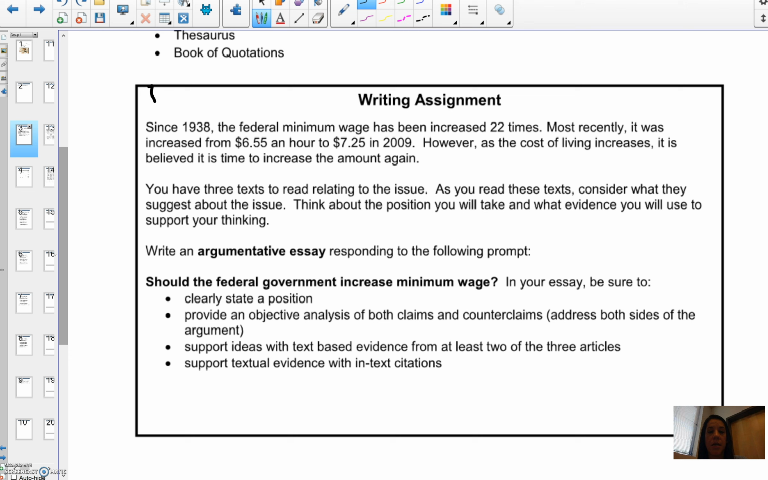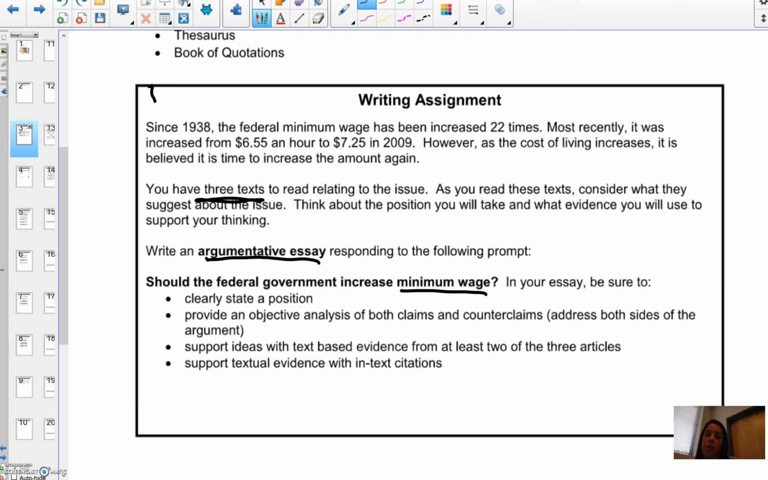You have 3 texts, so go ahead and underline that. You have 3 texts that you're going to read relating to the issue. As you read these texts, consider what they suggest about the issue. Think about the position you will take and what evidence you will use to support your thinking. Write an argumentative essay, that's key too, responding to the following prompt. Should the federal government increase minimum wage? So we're talking about minimum wage. Should they increase it or have it go up?